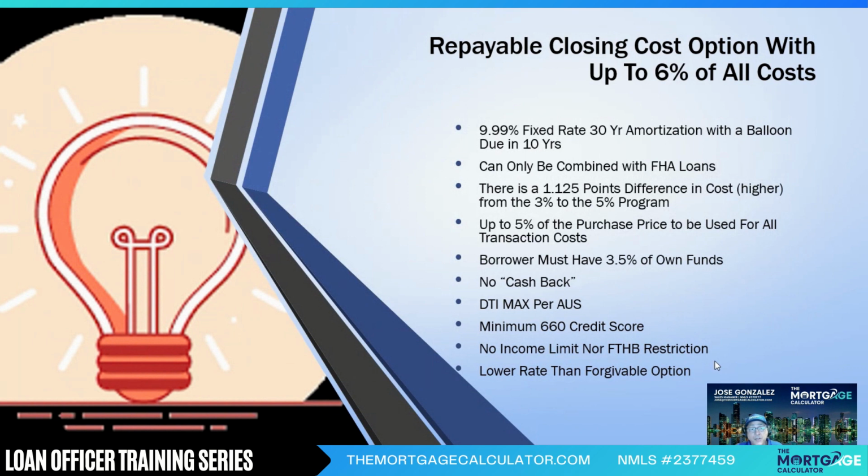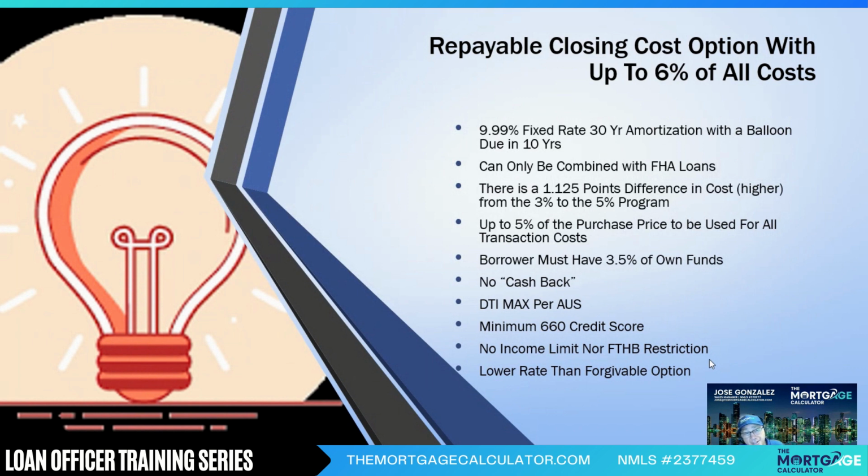Now, another option that we have is closing cost assistance. It's a repayable closing cost assistance. So this one is only for FHA loans as well, the same 9.99% fixed rate, 30-year amortization with a balloon due in 10 years. There's a 1.125 point difference in cost higher from the 3% to the 5% program. And actually, you can go up to 6%, but they didn't have the 6% pricing in the rate sheet. They only had 3.5. So that's of the purchase price. So you have a 3%, 4%, 5%, or 6% of the purchase price closing cost assistance.